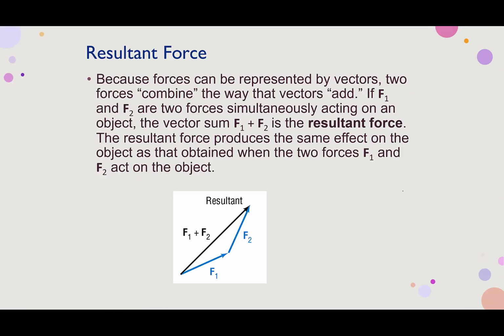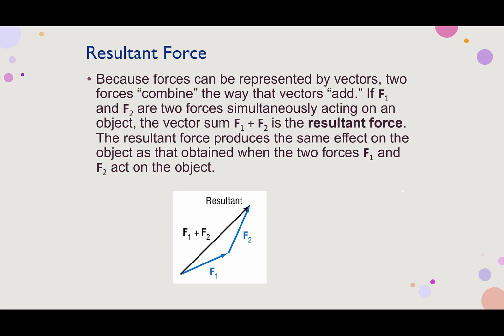Okay. And now we have something called resultant force. Because forces can be represented by two vectors, two forces can combine, and that is really just the way we're going to add the vectors. So if we have F1 and F2 being forces that act at the same time on an object, then the sum F1 and F2 is the resultant force.